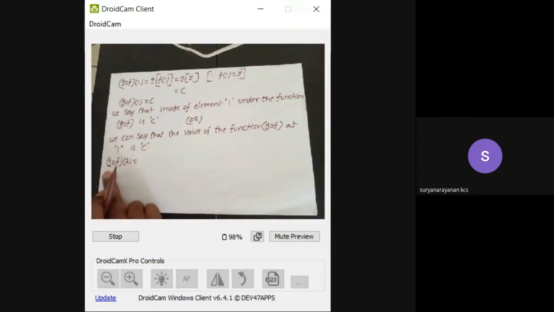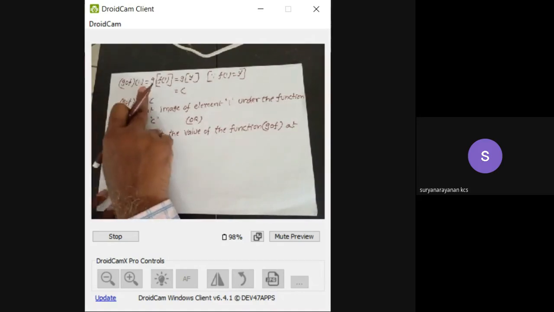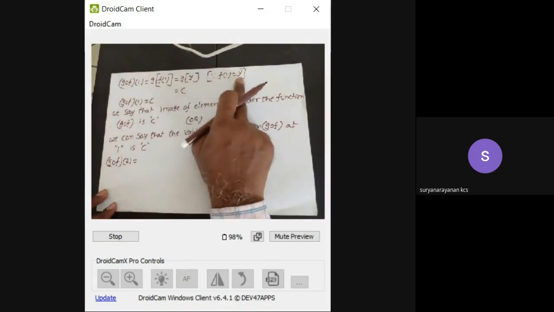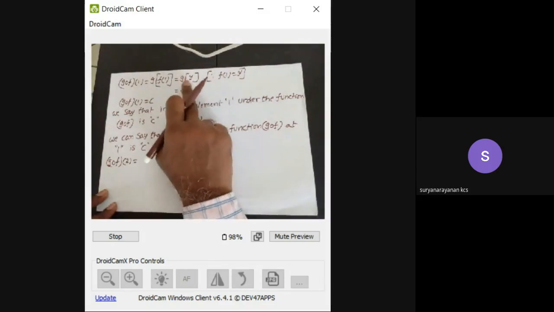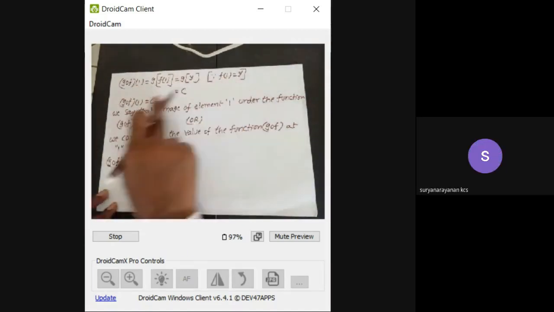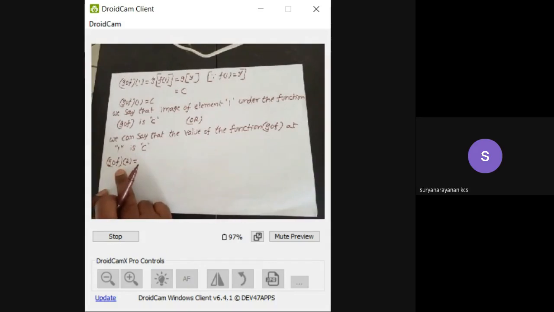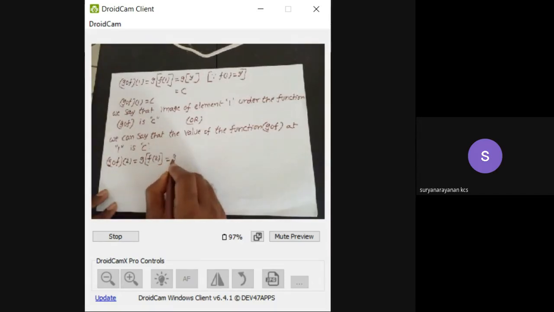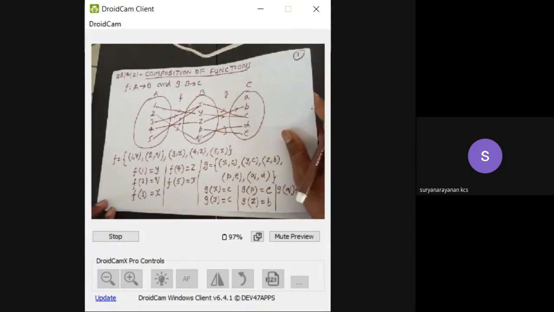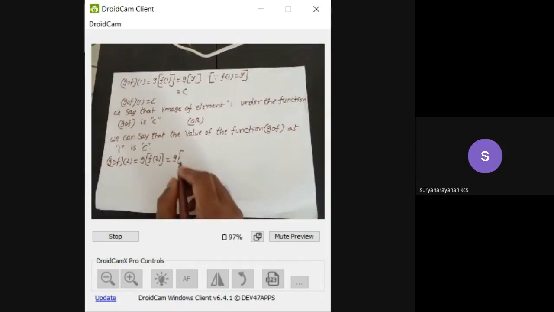Now tell me, Yashwantram. Yes, sir. Here I wrote G circle f of 1 is equal to G of f of 1, that is equal to G of y because f of 1 is equal to y, and again the G of y value we wrote here. Following the same procedure here, G of f of 2. Very good. That is equal to G of, what is f of 2 here? Can you tell me what is the f of 2 value? Q, sir. Very good. G of q.